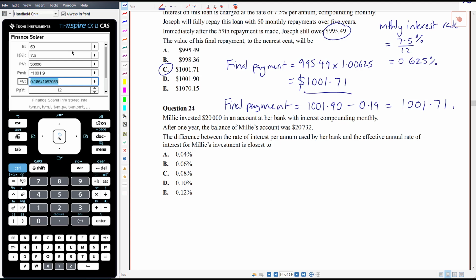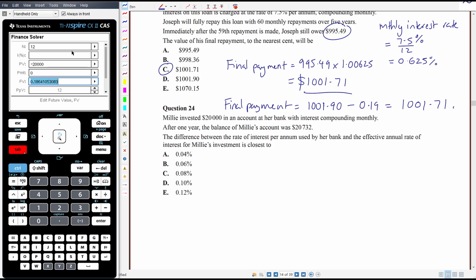Okay, so she invested in an account compounding monthly after 1 year. Alright, so let's edit our Finance Solver here. So 1 year, 12 compounding, monthly, 12 compounding periods. The interest rate's what we don't know. The principal value, she invested $20,000. She put that money in the bank, so that's negative 20,000. It doesn't refer to any payments. She's just investing that money and letting it earn compound interest, so the payment is going to be 0.